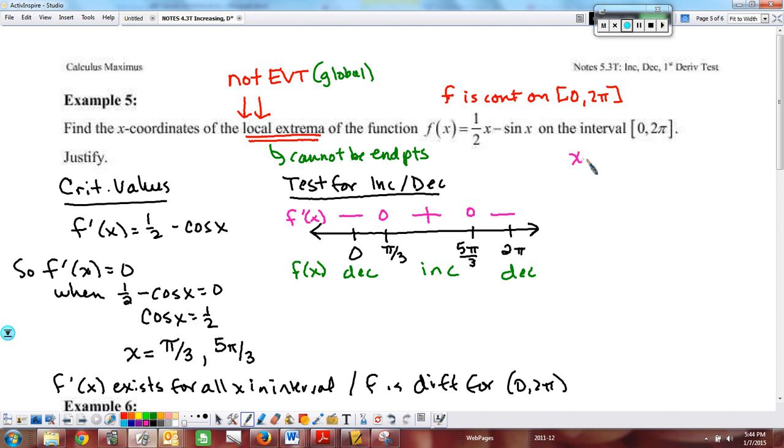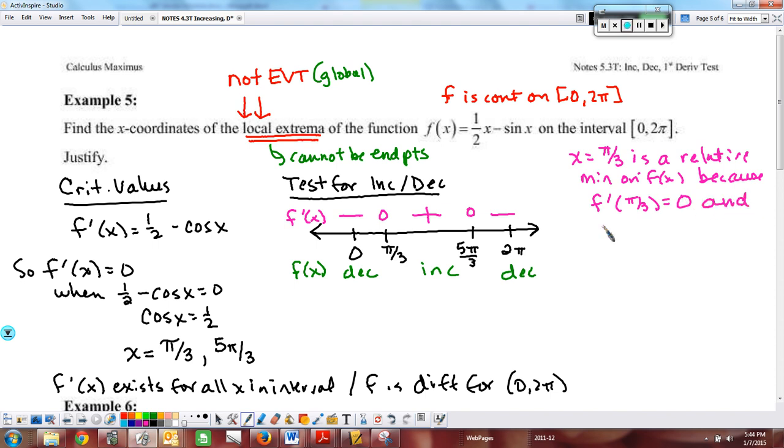So x equal to pi over 3 is a relative min on f of x because f prime of pi over 3 was equal to 0. That made it a critical value. And f prime of x is less than 0 before x equal to pi over 3. And f prime of x is greater than 0 after x equal to pi over 3.